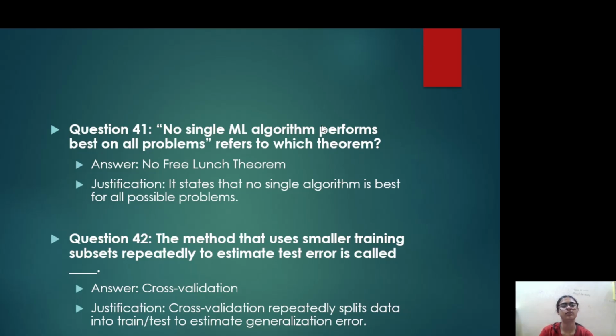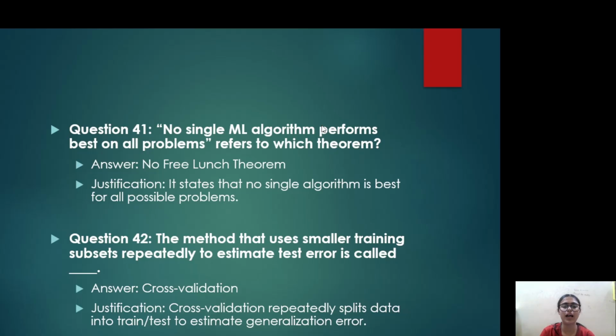So next question is, no single ML algorithm performs best on all the problems, and this refers to which theorem? So this theorem is named the no free lunch theorem, and this simply says that no algorithm is perfect for all types of data sets. An algorithm that works amazingly well for one problem might perform very poorly on another.